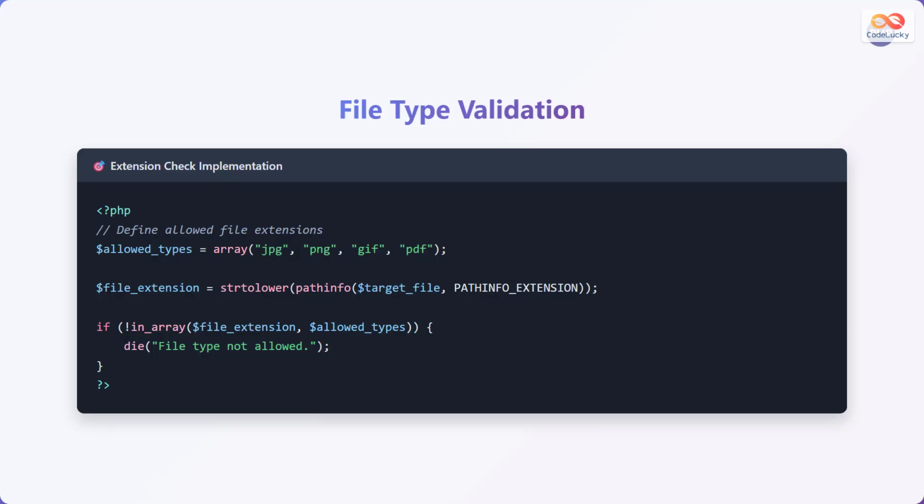Finally, validate the file extension. If !in_array($file_extension, $allowed_types), this condition checks whether the extracted file extension is present in the array of allowed file types. If the file type is not allowed, the script terminates with the die function, displaying the message "File type not allowed."